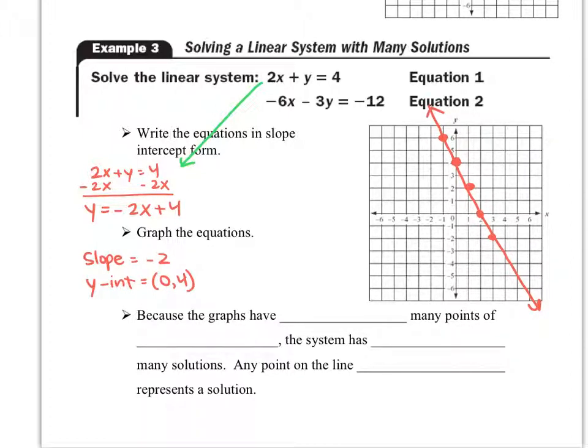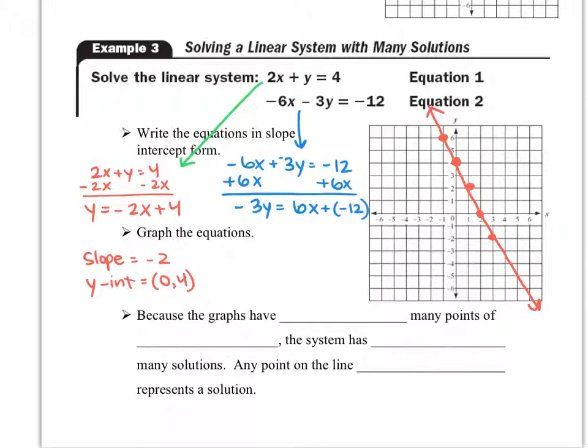Then I'm going to move on to the second equation, which also is unfortunately not in slope-intercept form, so we're going to need to move it a little bit. If it helps you, you can start by doing a keep, change that to a plus negative 3y. I have a negative 6x, so to get rid of it, I'm going to add 6x. So I have negative 3y equals 6x plus negative 12. I went ahead and switched the order there, putting the x term first. You can do that in 2 steps if you need. Then I'm going to divide everything by negative 3, which gives me y equals negative 2x plus 4.